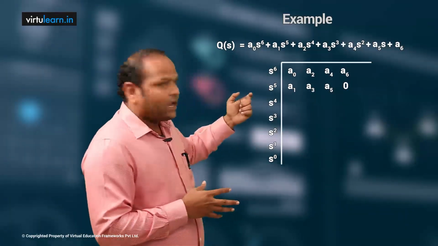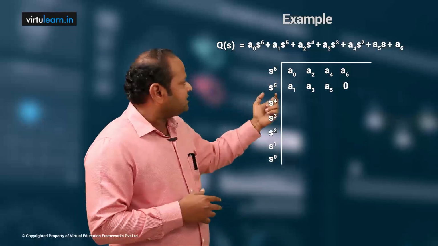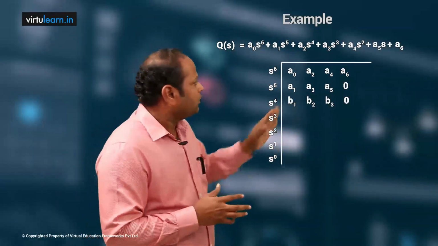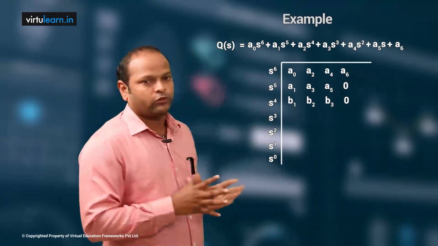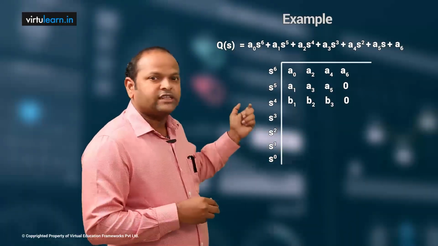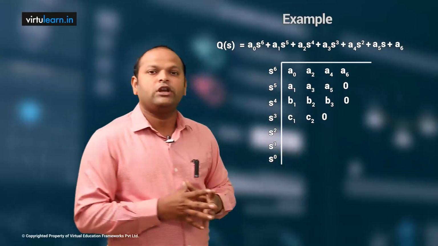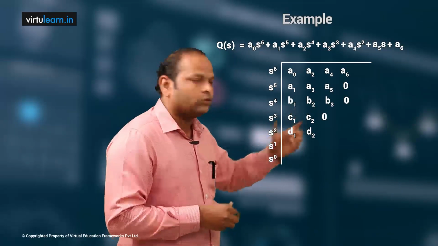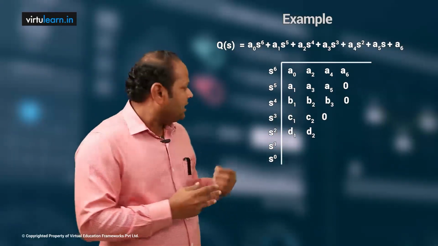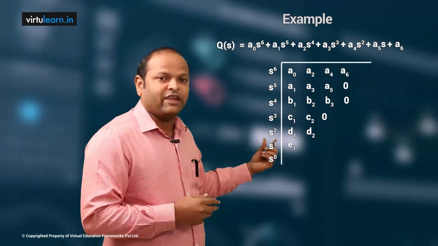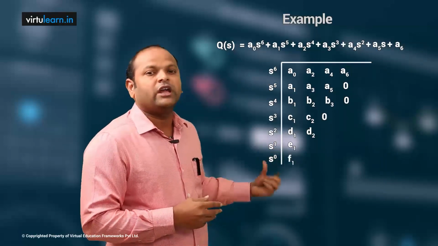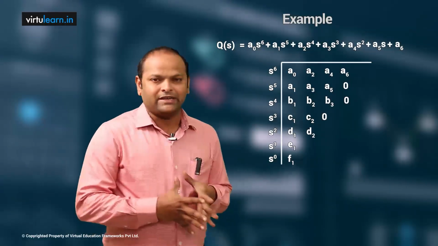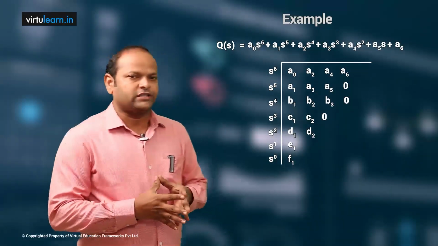Next, we have the S power 4 row. I am just defining it as B1, B2, B3. That's it, right? So don't go beyond B3 for this S power 4. Next, S cube. S cube will have C1, C2. Only 2 elements to be calculated. Now for S square we have D1, D2. Again only 2 elements to be calculated. And S power 1 we have only E1, 1 element, and S power 0, F1, 1 element. Now once we fill all the elements like this, let us see the calculations.